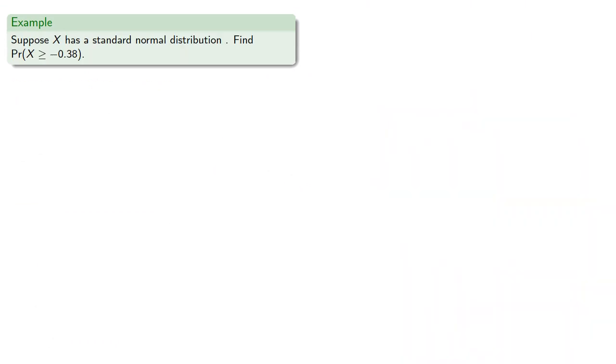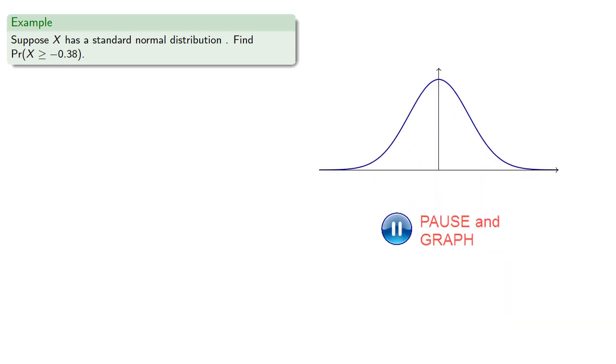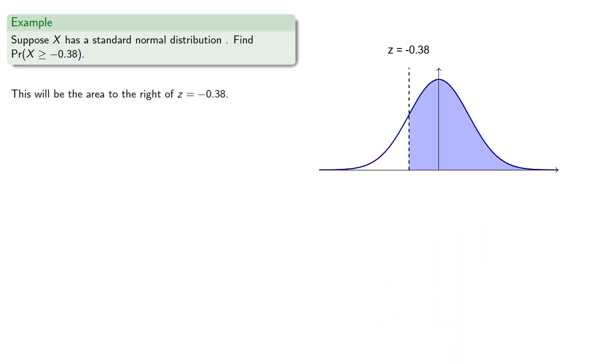Since the table only gives us the CDF for non-negative values of our variable, we do need to use everything that we used before. So let's find the probability that z is greater than or equal to negative 0.38. Remember, the probability is the area. Let's graph the region. So this will be the area to the right of z equals negative 0.38.